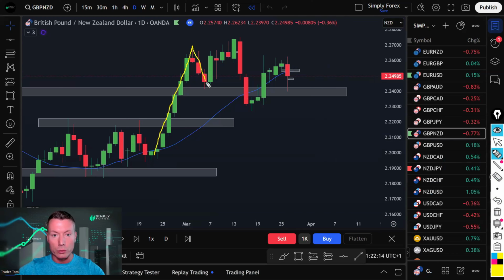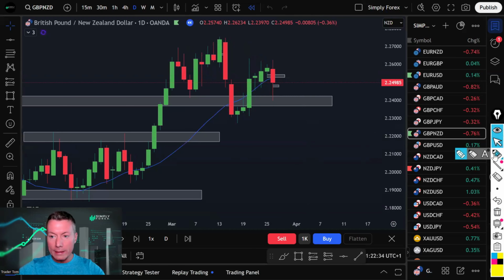So again, let's do the checklist. We're in a downtrend, we're getting lower highs potentially, lower lows. We're in a downtrend. I also like to be below the moving average 20 for sells, and we just about are. So trend, tick.